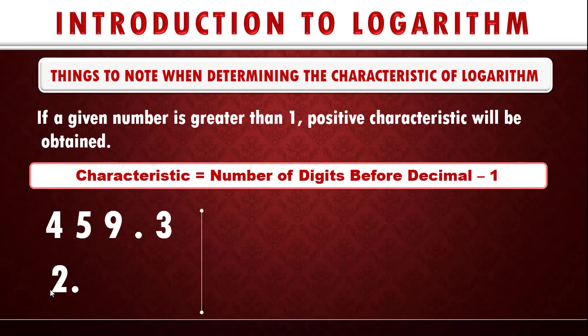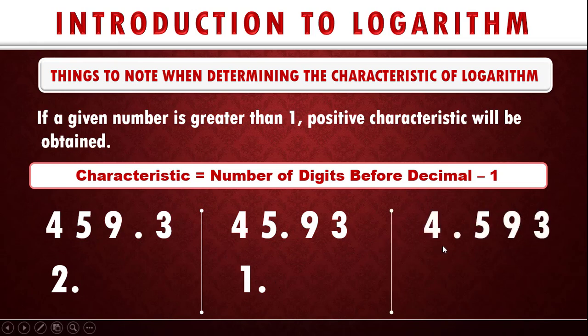So let's see another example. In this example now we have 45.93. All we need to do is check if the number is greater than 1 or less than 1. Well, 45.93 is greater than 1. That means if we apply the formula, number of digits before the decimal: 1, 2 before this decimal. So we only have 2 digits before the decimal. We just say 2 minus 1 and we have our characteristic to be 1. So let's look at another example.